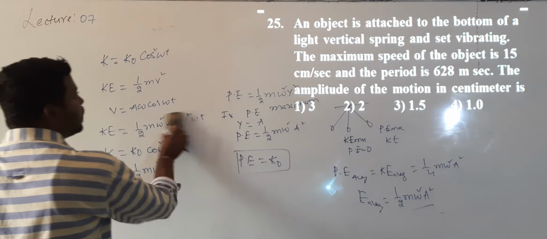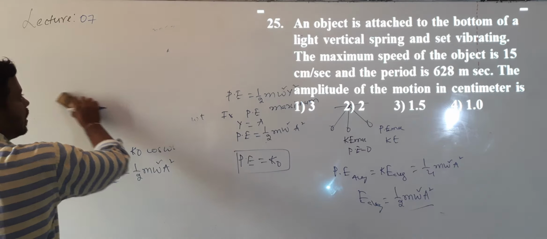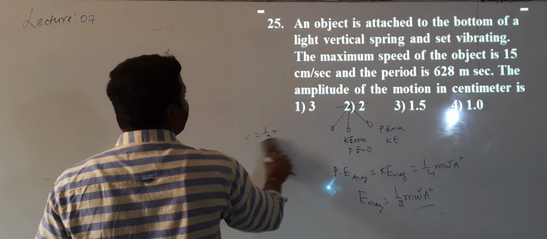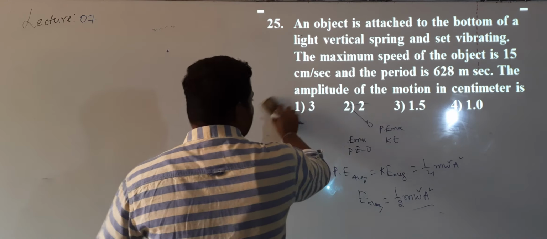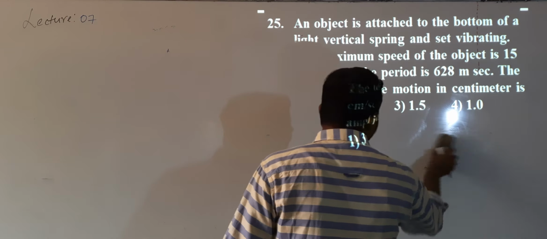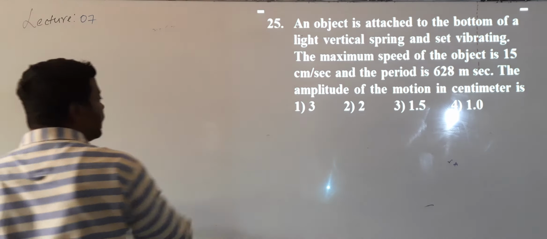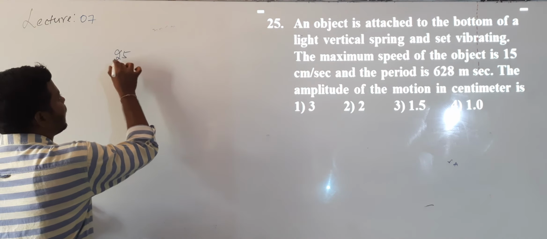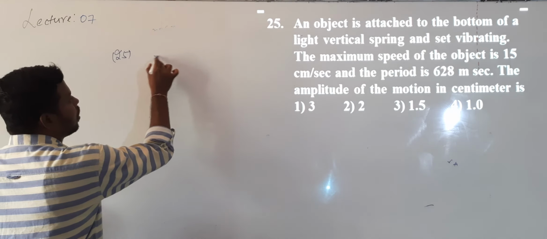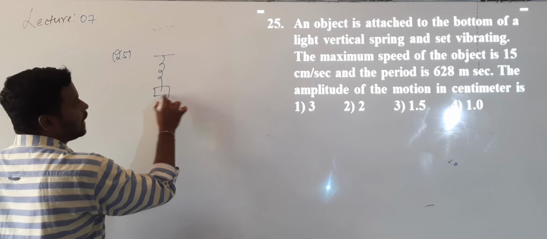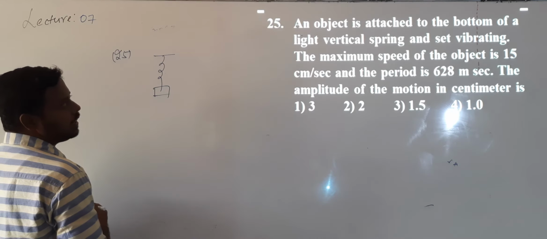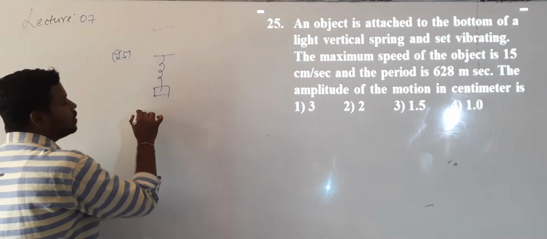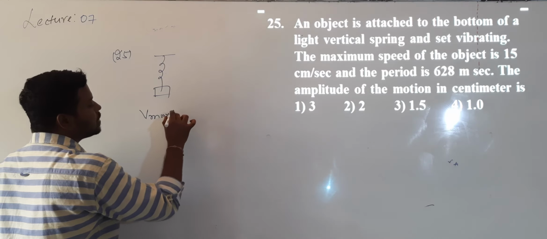Next, question number 25. So what is this question? An object is attached to the bottom of a light vertical spring and set into vibration. One vertical spring is there, and to the bottom of that vertical spring they attached one block. One object is attached. Now the spring is executing SHM.